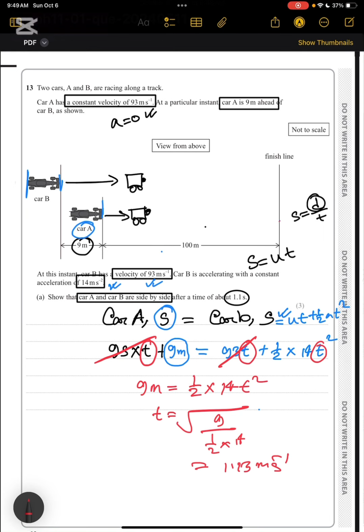We are done. The reason behind adding this 9 meter is because the car A is 9 meters ahead of car B. The car B starts from the displacement, but car A starts from displacement plus 9 meter. And after 1.1 seconds they both end up in the same side by side position, so their displacements are equal. So we are done with 13a.